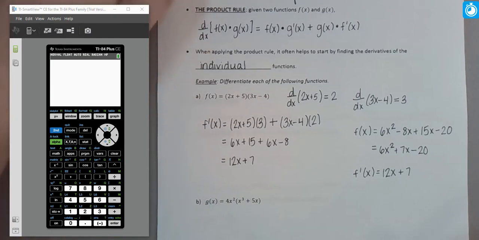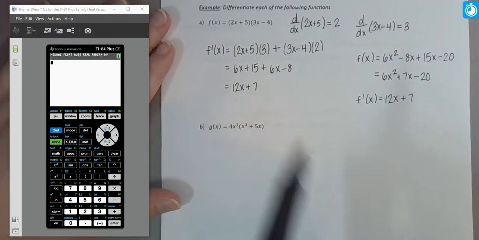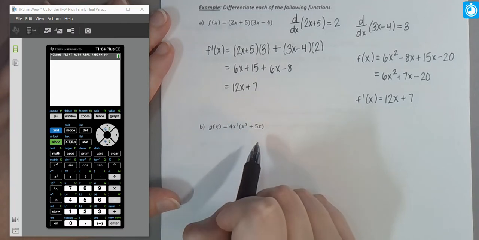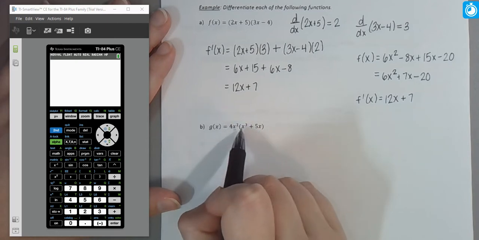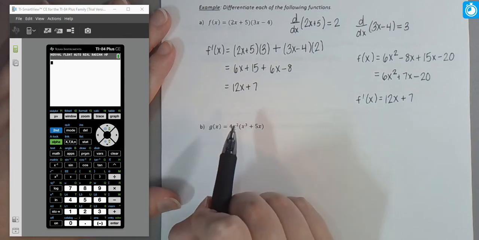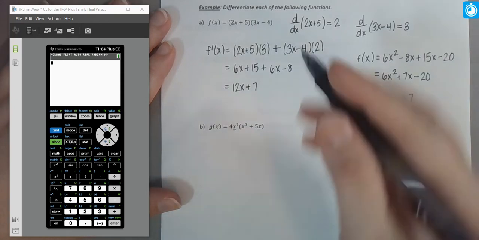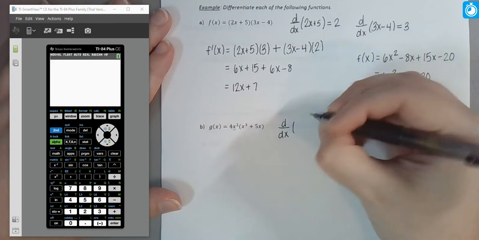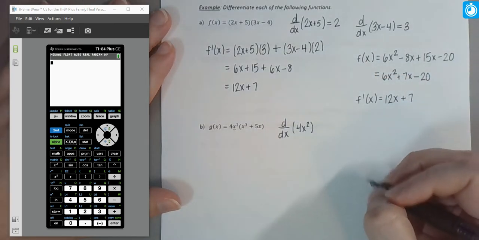Okay, let's try another one. Now, this particular one we could also approach in the same way. Technically, we could take this first expression and distribute it into parentheses, or we can think of it as one expression multiplied by another and use the product rule to find the derivative, again, thinking of it as one expression times another. Now, if we're going to use the product rule, as before, we need to differentiate each of these expressions. So first we'll take the derivative of 4x squared.